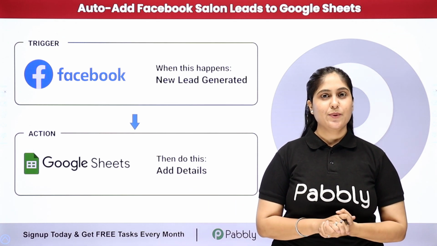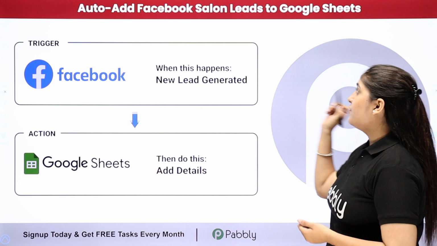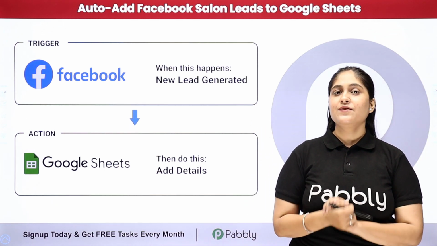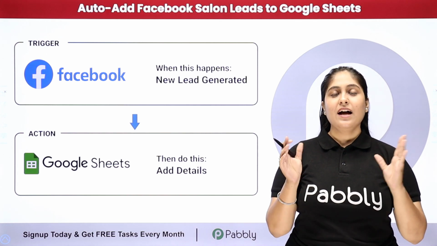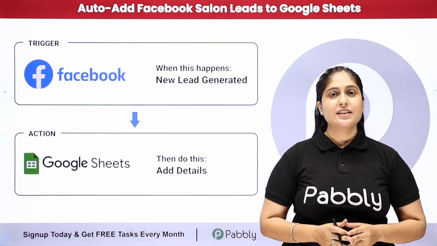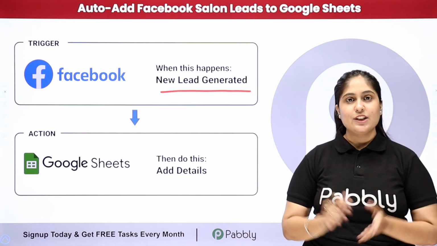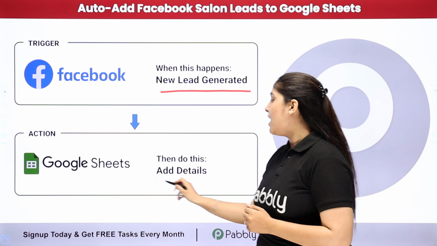In this video, we are going to understand how to auto-add Facebook Salon leads to Google Sheets. As a business owner, I'm running some Facebook lead ads for my business. My objective is that whenever I receive a new lead through my Facebook lead ad, automatically all the lead details should be added over here in my Google Sheets as a new row.